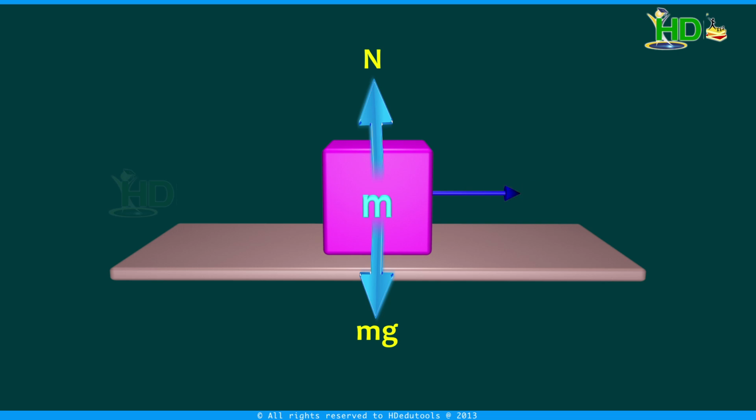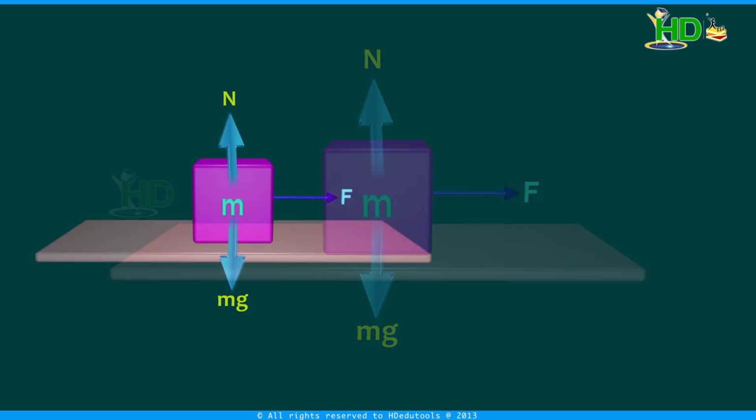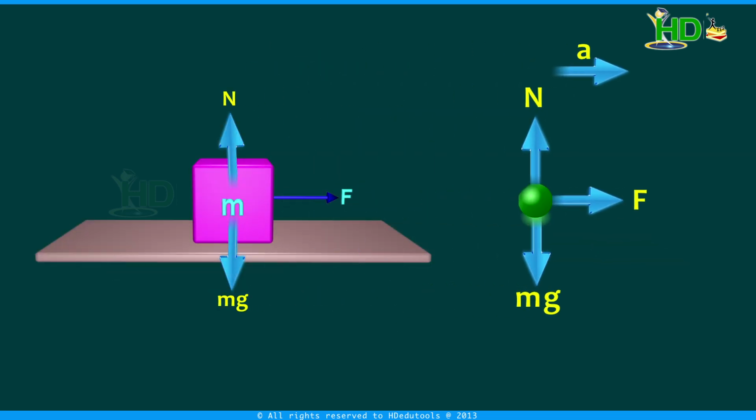When a force F is applied along this direction, due to this force, the body will move. Now, the free body diagram related to this system is like this. mg is acting vertically down, N is along this direction, and F is along this direction. And these two will cancel. And because of F, the body moves.